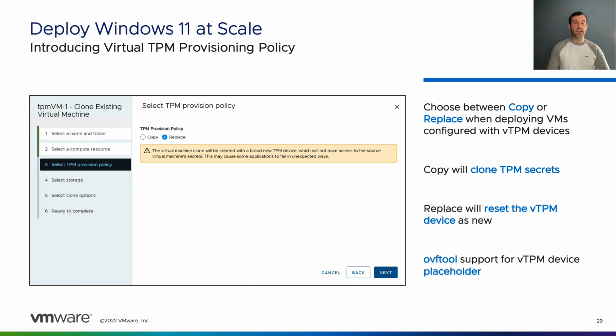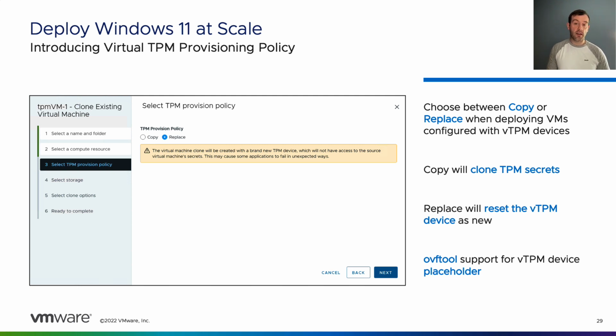So the first thing we'll talk about is our virtual TPM provisioning policy. The reason we're targeting this towards Windows 11 is that Windows 11 requires a vTPM to be present in all virtual machines or physical machines. But these principles could be applied to any workload that is leveraging a virtual TPM device. When you're cloning a VM with a vTPM device, that can introduce some security risks, because the TPM secrets are also cloned, and so it opens up some potential cross-contamination of secrets.